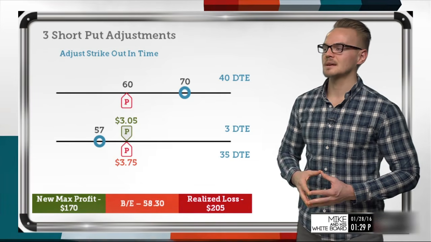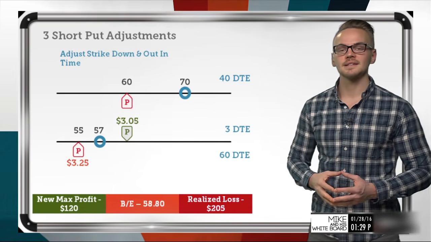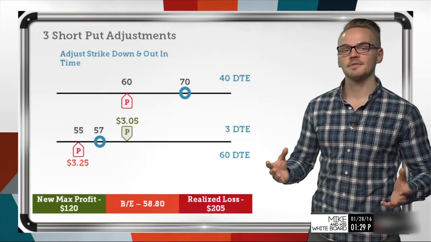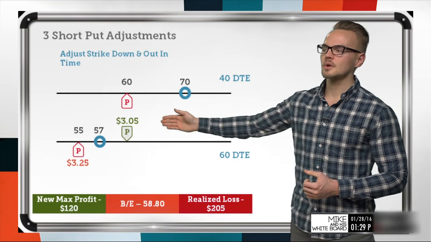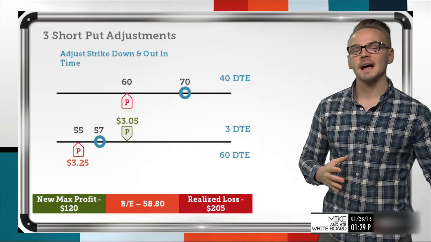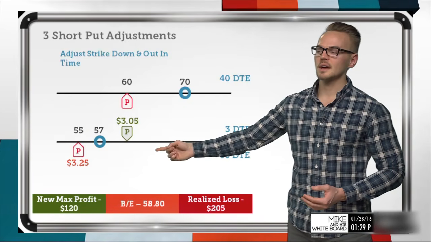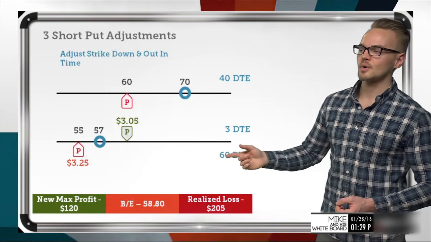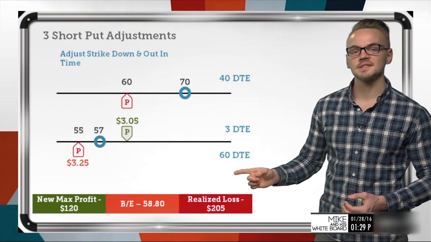So let's go to the next slide and we'll look at adjusting the strike out in time as well as rolling it down. Some people don't like to deal with that in the money put position, and that's totally fair. What's really important to keep in mind is making sure that whatever we're closing for a debit, if we're going to roll the put down to keep it out of the money, we need to extend our duration to make sure that we're collecting more than we're paying in the debit. So in this scenario, we're rolling it down to the 55 put, but we're extending our days till expiration pretty far out to 60.